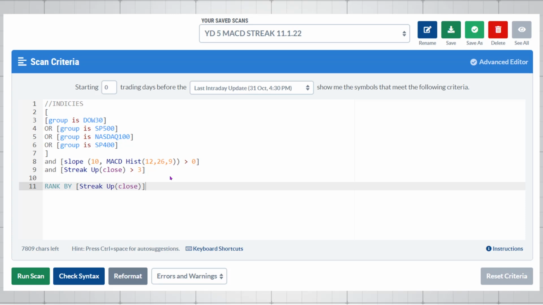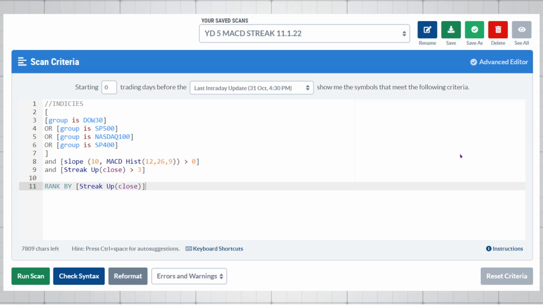With respect to price, we're going to ask that we have at least 3 higher consecutive closes. That's the streak up command, so streak up greater than 3. We're also going to rank by the number of days that price closes higher. So really, we're using a trend and momentum indicator, the MACD and its histogram, and then we're imposing yet another momentum aspect to it because higher close, higher close, higher close, minimum 4 really has to be greater than 3. Doesn't that sound interesting, Professor?